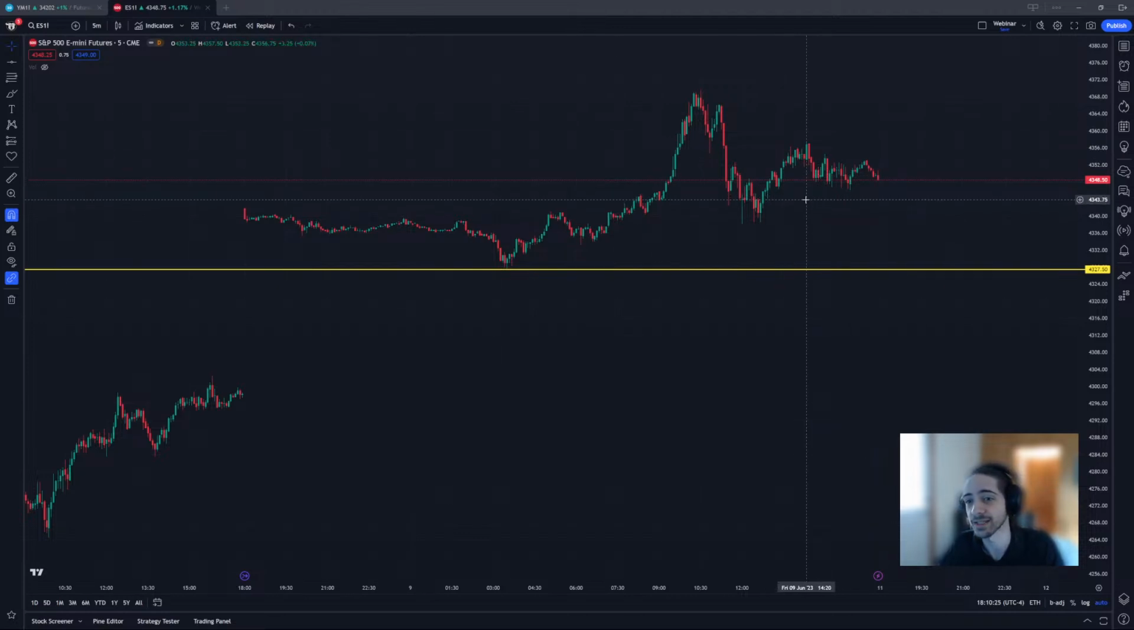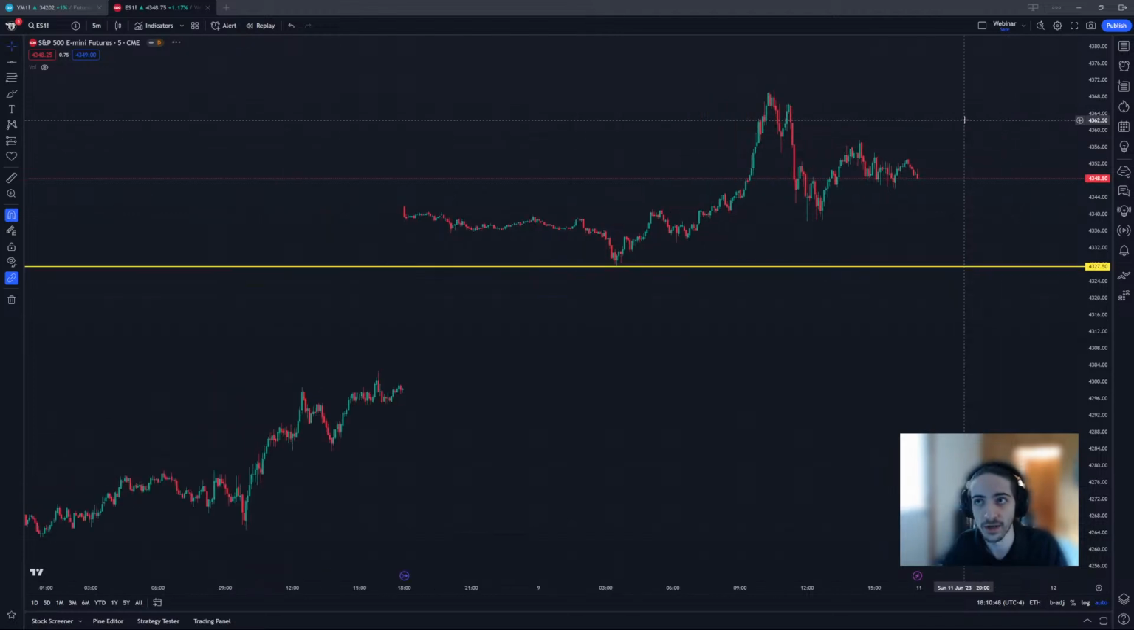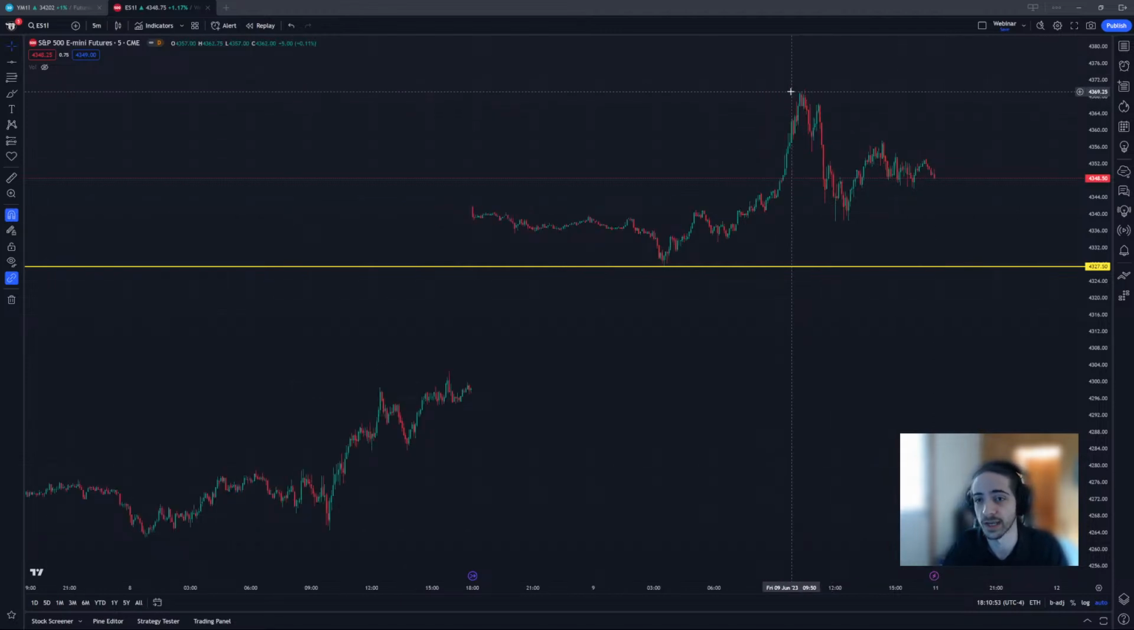Or again, you could look for key psychological levels. So 4360, when I say key psychological levels, I'm talking about whole number levels. So 4360, 4370, 4375, whole 70s, 75s, 5s, 0s, 10s, hundreds. Those are key psychological levels. Like 13,000 on NQ was a key psychological level that we held.